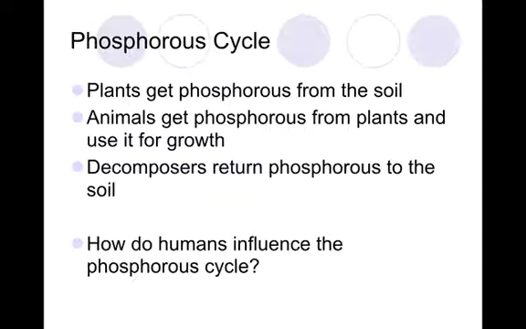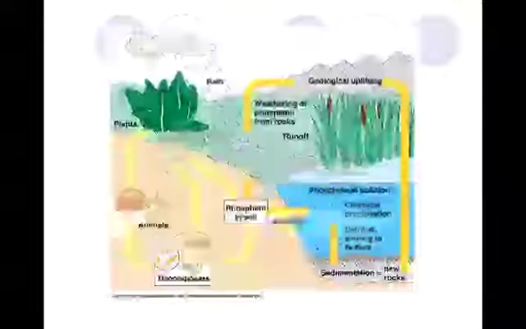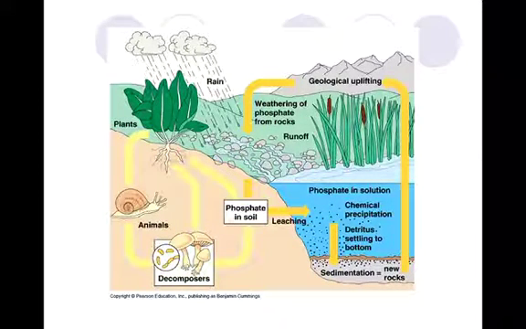The last cycle we're going to talk about is the phosphorus cycle. Plants get phosphorus from the soil, and they can also get it from fertilizers and things like that. But the animals get the phosphorus from plants, and they use it for growth. It's what we use to grow. Decomposers then return the phosphorus to the soil. We talked in length about algae blooms and how humans influence that phosphorus cycle. Here's a great picture of the phosphorus cycle.